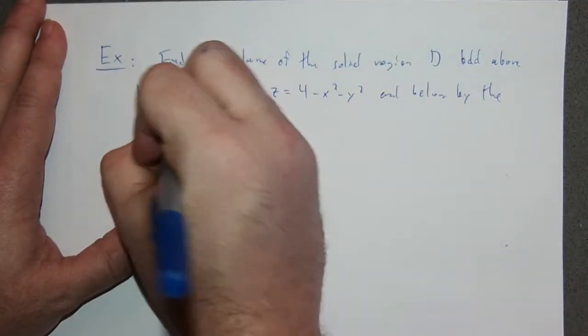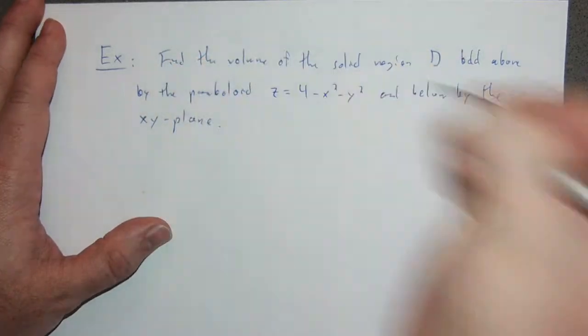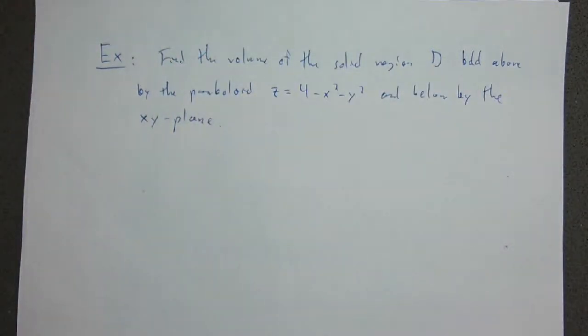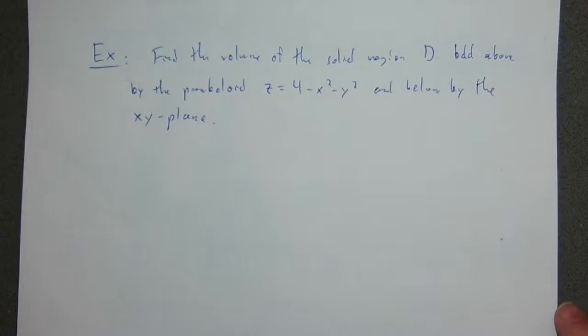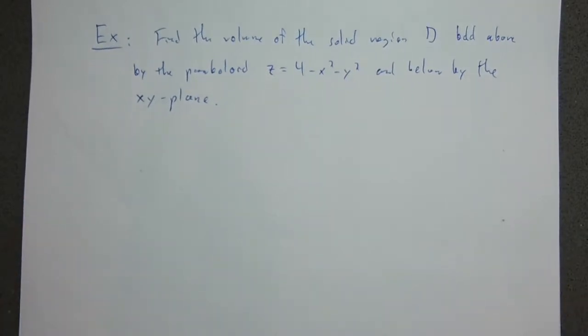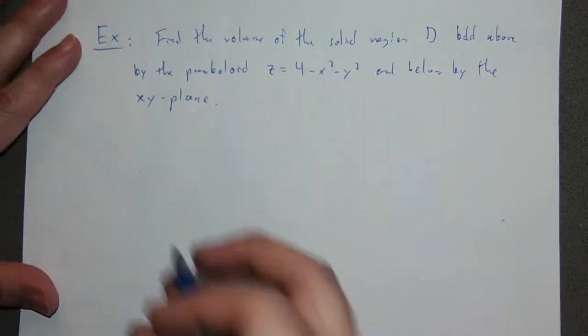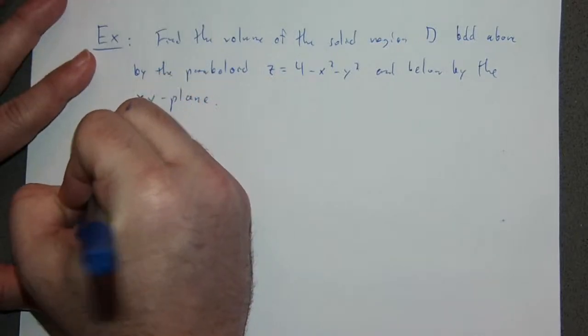Now, this is your first example of one of these double integration problems where you're not explicitly given what R is. Meaning you have to find it from the problem description. So how do I do that?